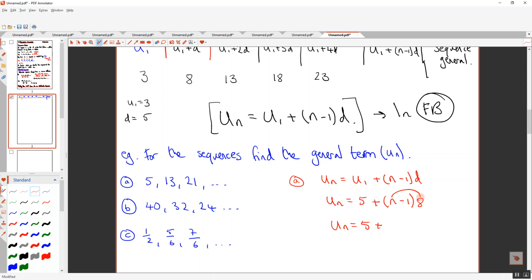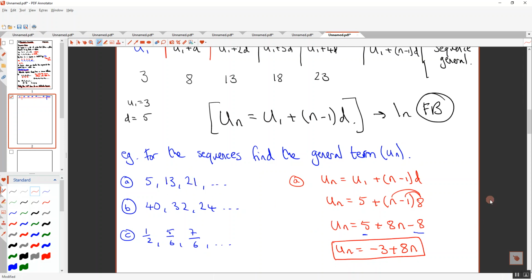So I've got 8 times n is 8n. I've got negative 1 times 8, so I've got subtract 8. Okay, so I'm just expanding that bracket, is that cool? And then I can just tidy it up. I've got 5, take away 8, which is negative 3. So my general formula is negative 3 plus 8n. Okay, so that's my general term for this sequence.